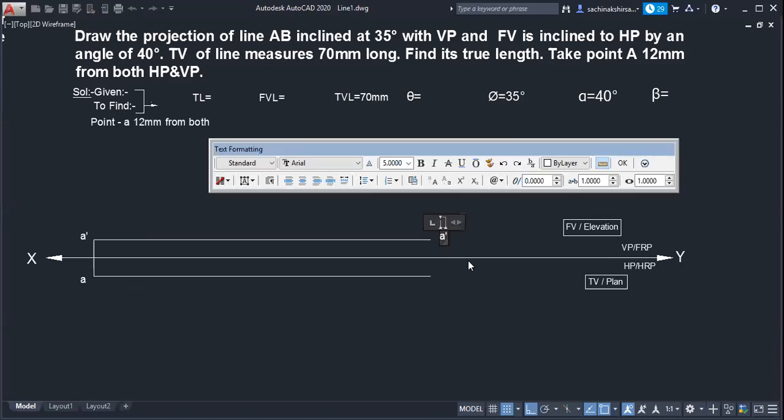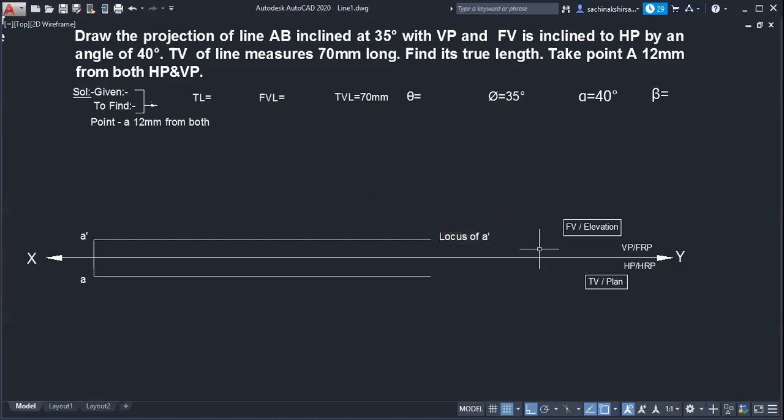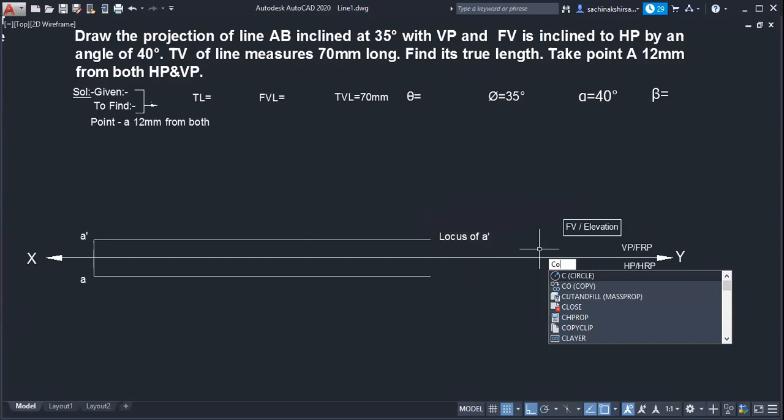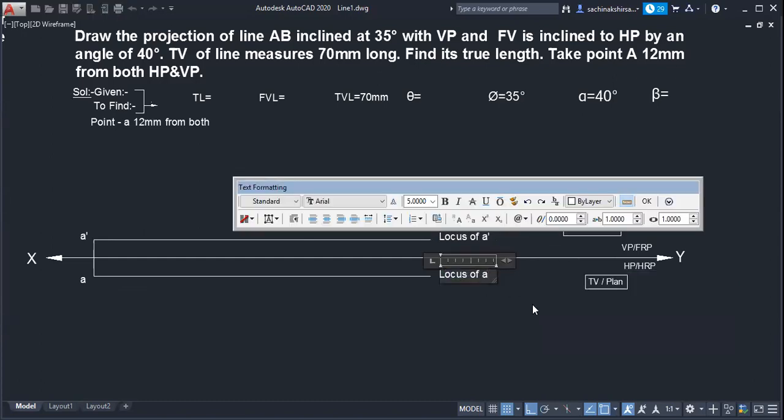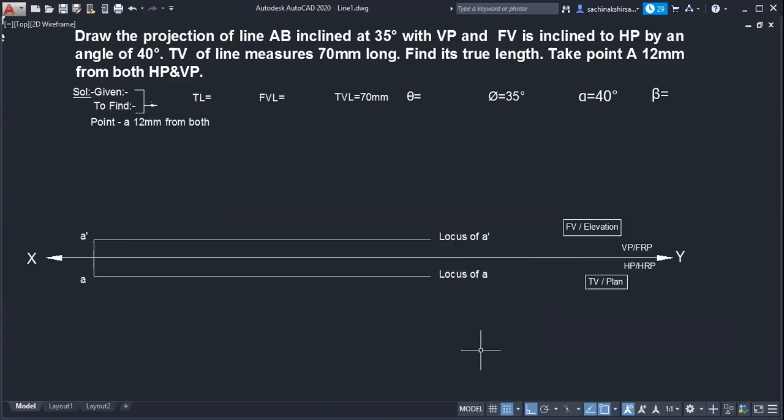So I will say locus of A dash. Similarly, below, locus of A. Then distances also I have to give, whatever distances are there. So what should be this distance? 12. What should be this distance? 12. Okay. Is it possible? Are you observing the distances? Yes, sir.